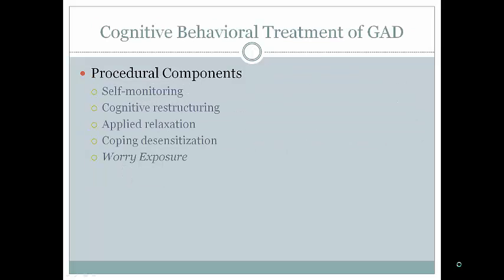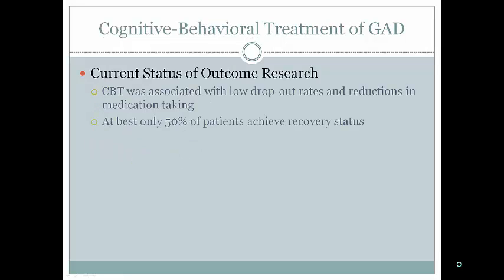So in CBT for GAD, gotta love those acronyms, you're doing the self-monitoring, noticing situations that are causing the stress and anxiety, noticing how often you're doing it, and what thoughts are going along with it. You then do cognitive restructuring, applied relaxation, which is your blog exercise number 3, coping and desensitization, so you work with them on coping, and then worry exposure, where you actually have them expose themselves to the worry situation.